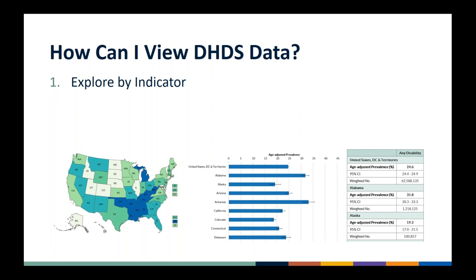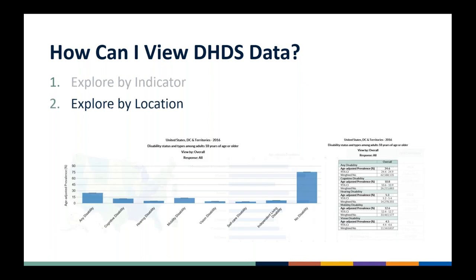We'll get into this more later on in the presentation. But basically, there are three main ways we like to think about viewing data in DHDS. The first is what we call explore by indicator, which allows you to view data on one indicator for all locations. As seen here, you can view selected data in a map, a chart, or a table. The second way is what we call explore by location, which allows you to view data on multiple indicators for one location. Here, you can view your selected data in either a chart or a table.